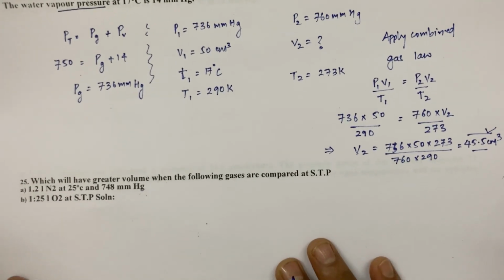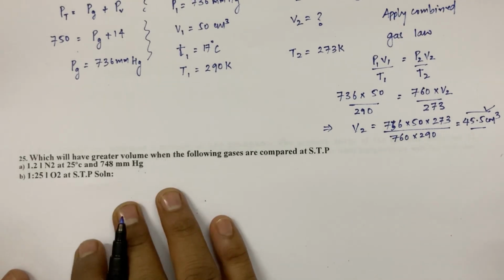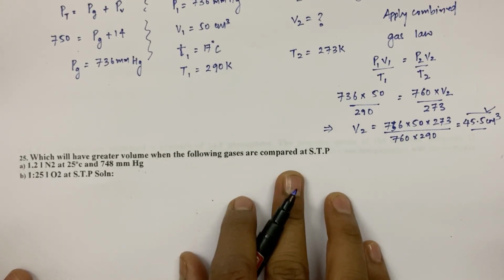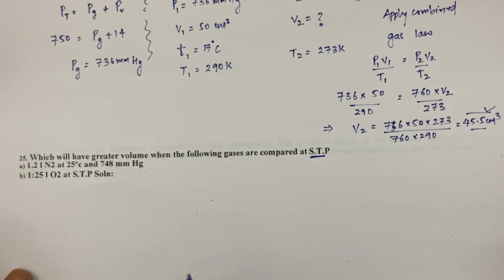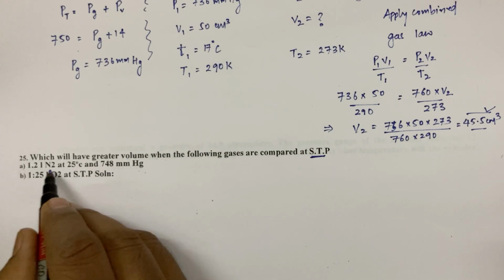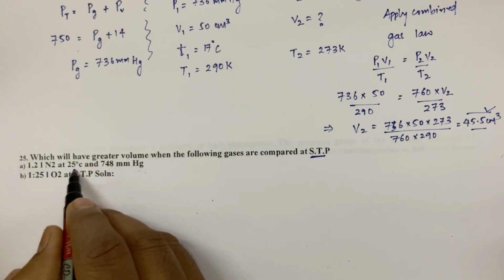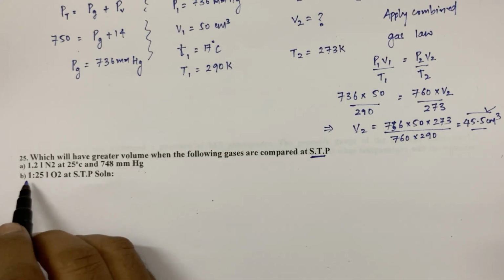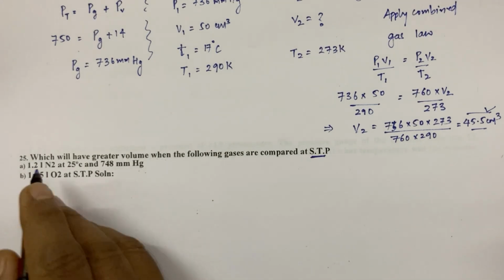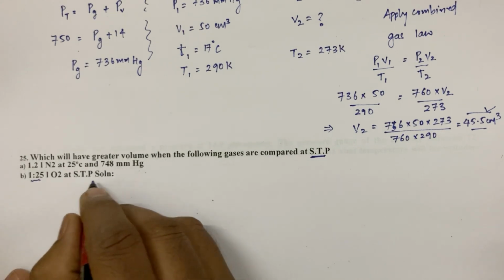Now let's go ahead with the next one. Here they are asking which will have greater volume when the following gases are compared at STP. So the comparison must be done at STP. Now the first gas given is nitrogen gas at 25 degrees Celsius and 748 mm of Hg, and the second gas is oxygen gas which is 1.25 liter, but it is already at STP.